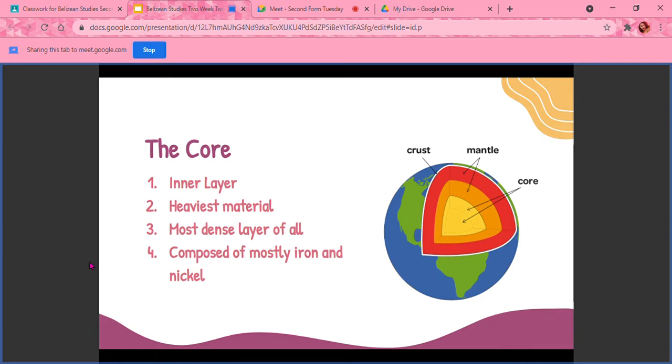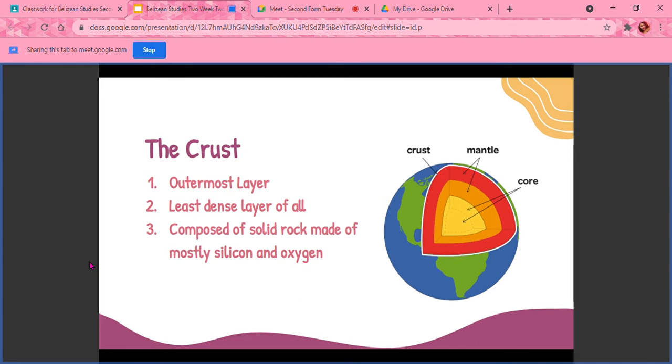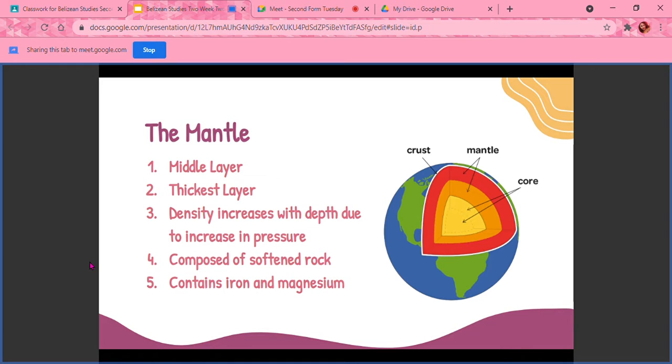The core is the inner layer, so it's at the center of the earth. It's made of the heaviest material and it is the most dense layer of all. It is composed of iron and nickel. So if we go back, the crust is made of silicon and oxygen, and if we weigh silicon and oxygen, those are very, very light materials. The mantle is made of iron and magnesium, so we're getting a little bit heavier.